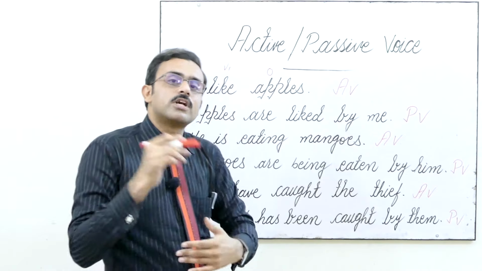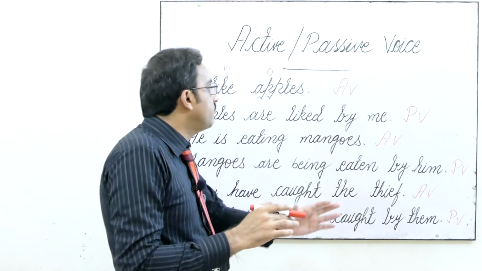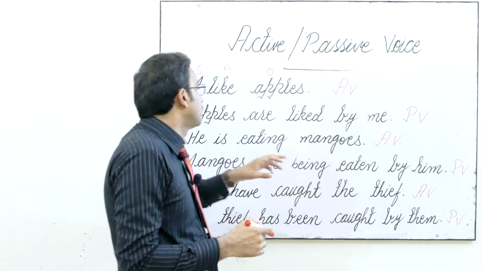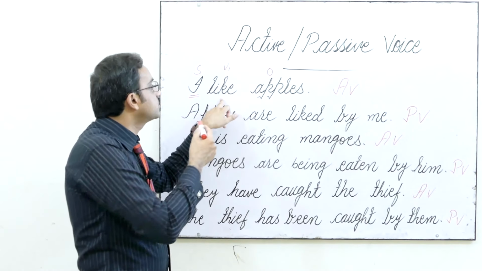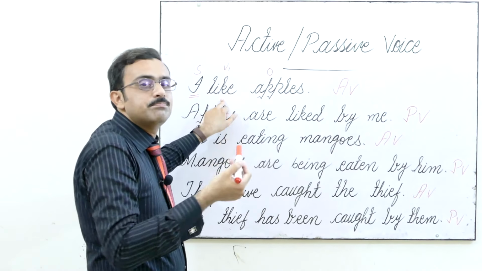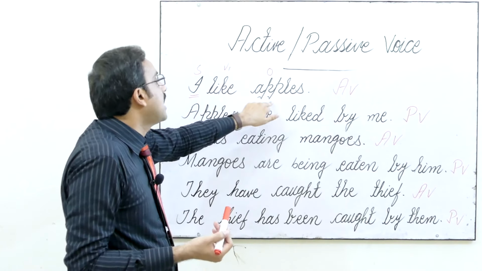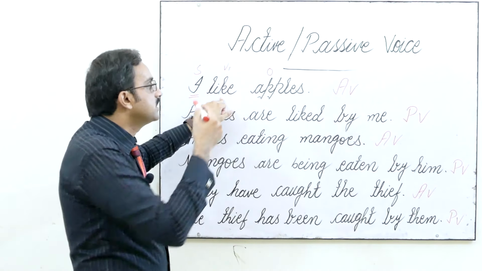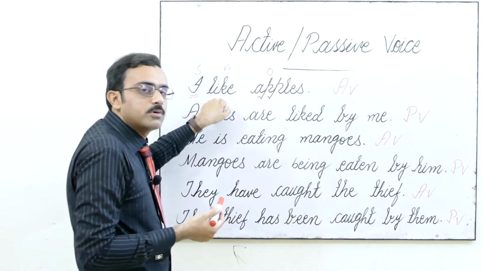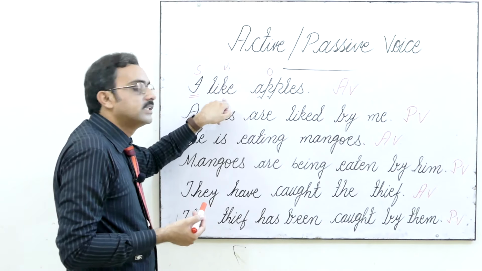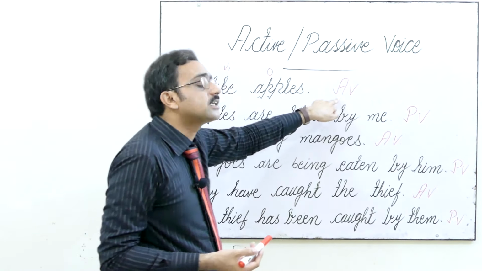Then if you have grip over tenses, it would be easy for you to understand active and passive voice. So I was saying that first of all, I'm having simple present tense. I like apples. How did we come to know that this one is simple present? The first form of verb, V1, is there. So this is active voice.